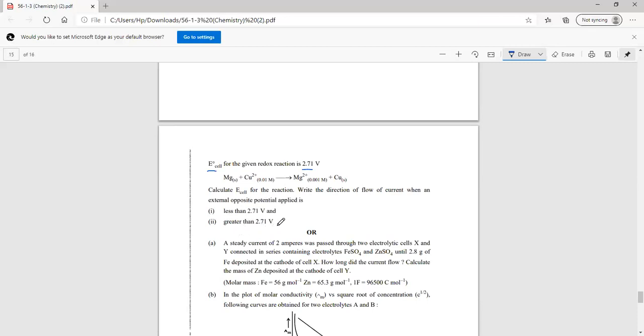Okay, fine. So it is a very easy question now. First of all, we have to find out the direction of the flow of current. So what is cathode and what is anode here?